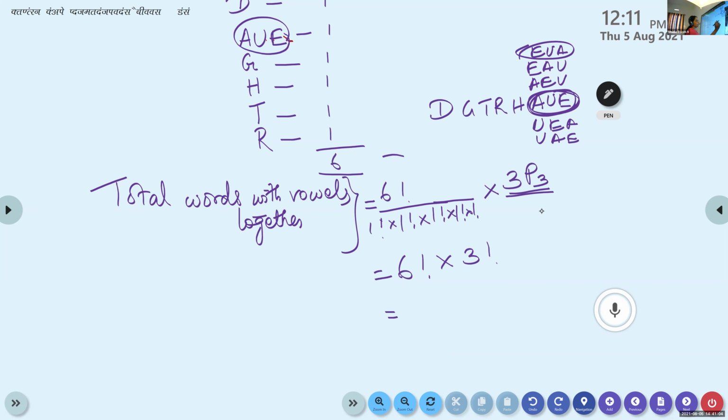Or again you can look at the arrangement of the vowels as a 3-letter word with 1 factorial into 1 factorial into 1 factorial. Both are equivalent. As no letter is repeated, either you can write 3P3 or consider it like this: the arrangement of the letters of the word AUE, 3 letters in 3 places. Is it okay? Now simplify this and find out the answer. 6 factorial into 3 factorial.